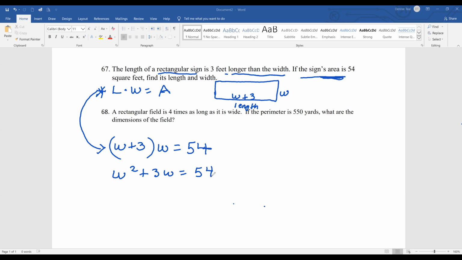I'm waiting on the answer from you guys. We have 12 students here. How many students do I have here? We have 10. All right, so how are you going to solve this? What's your first step? You have a quadratic.